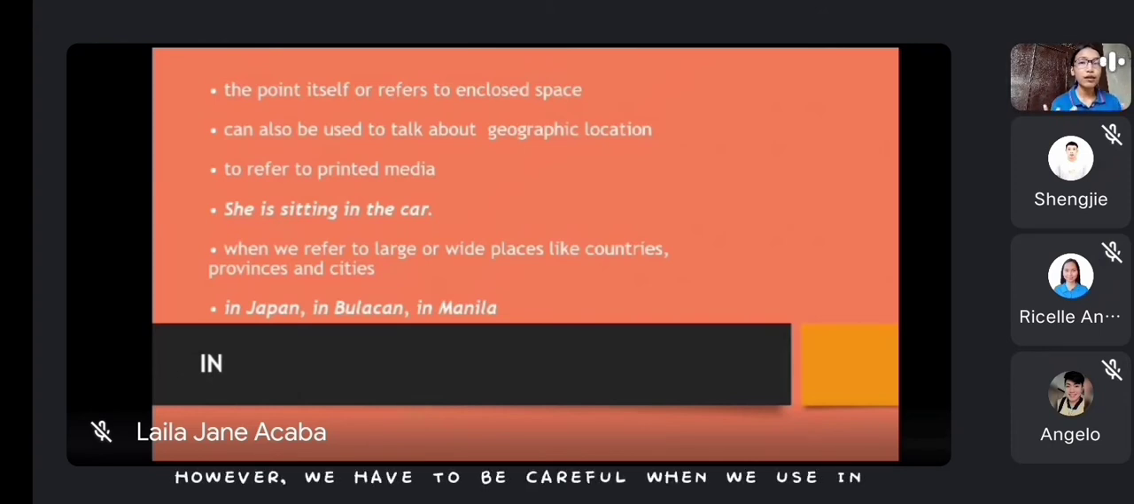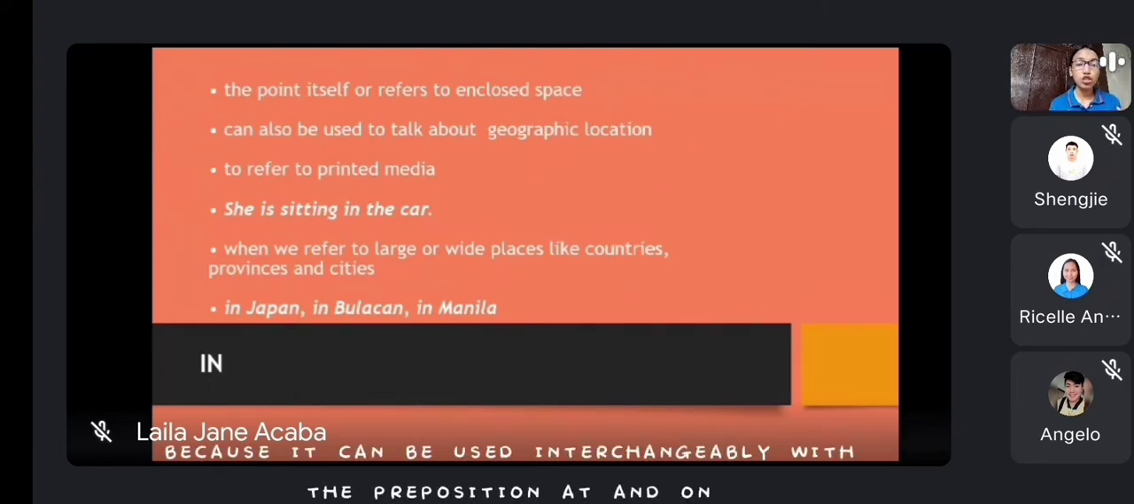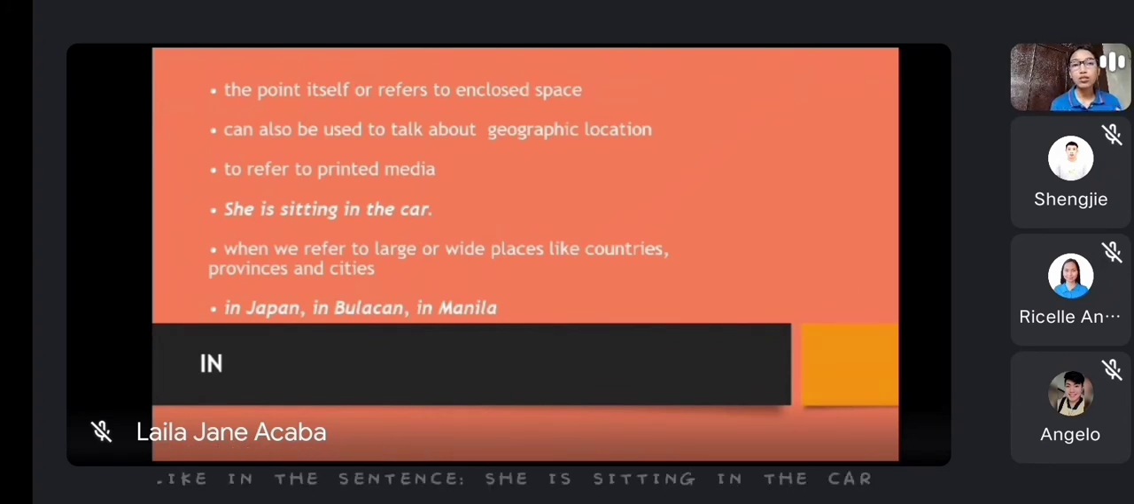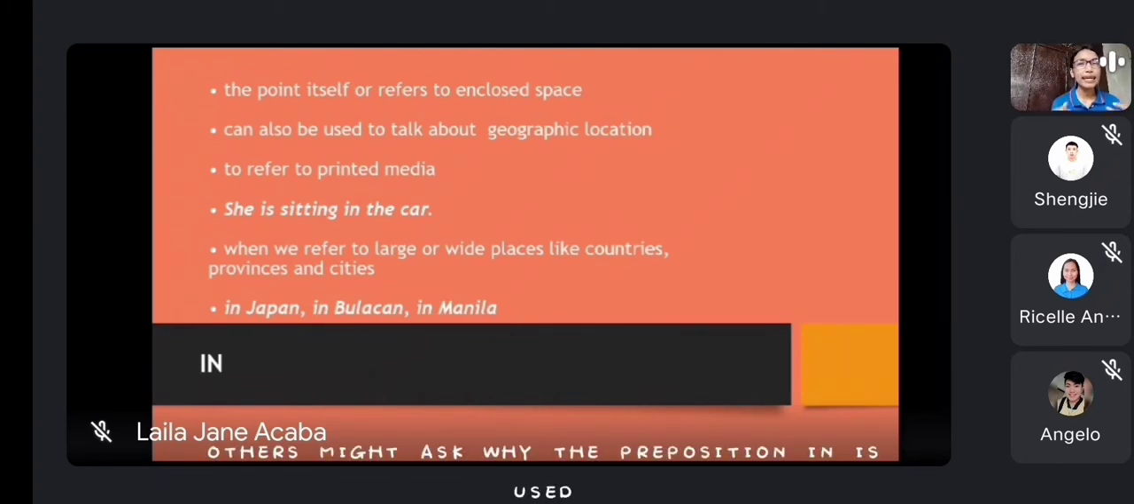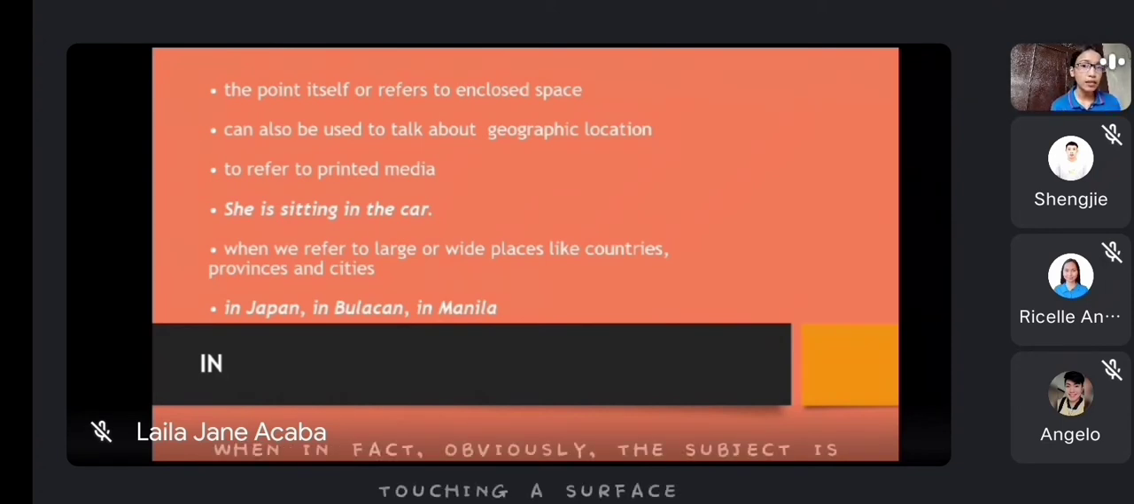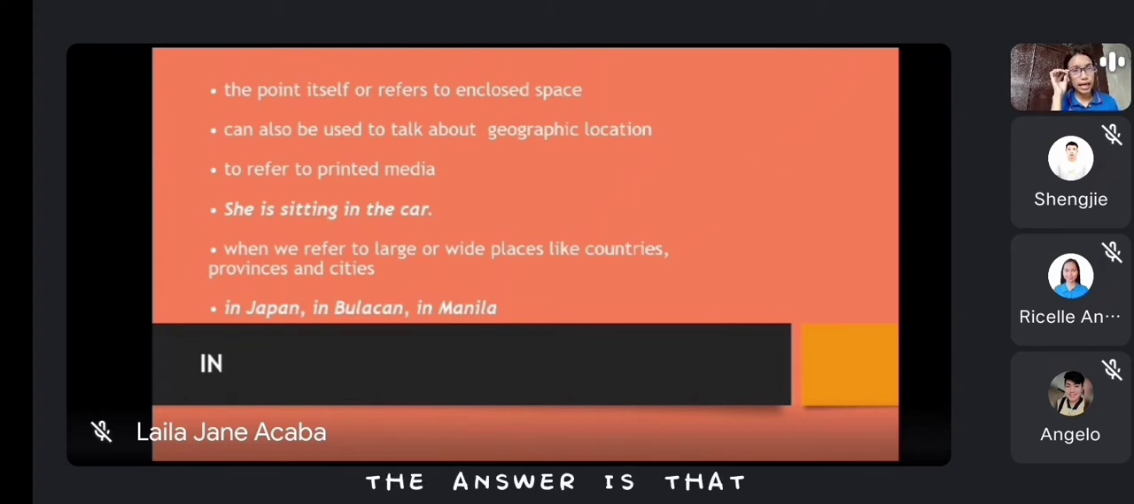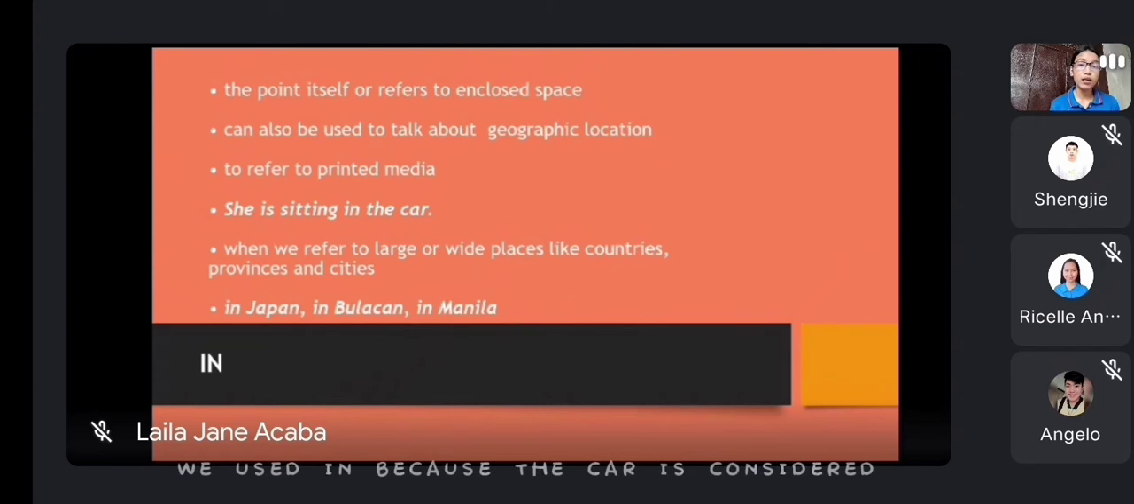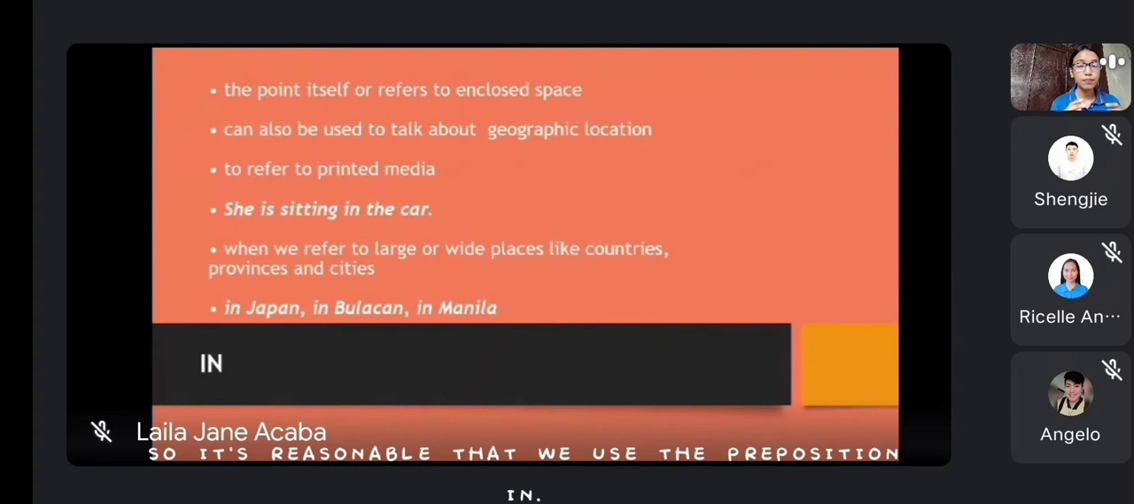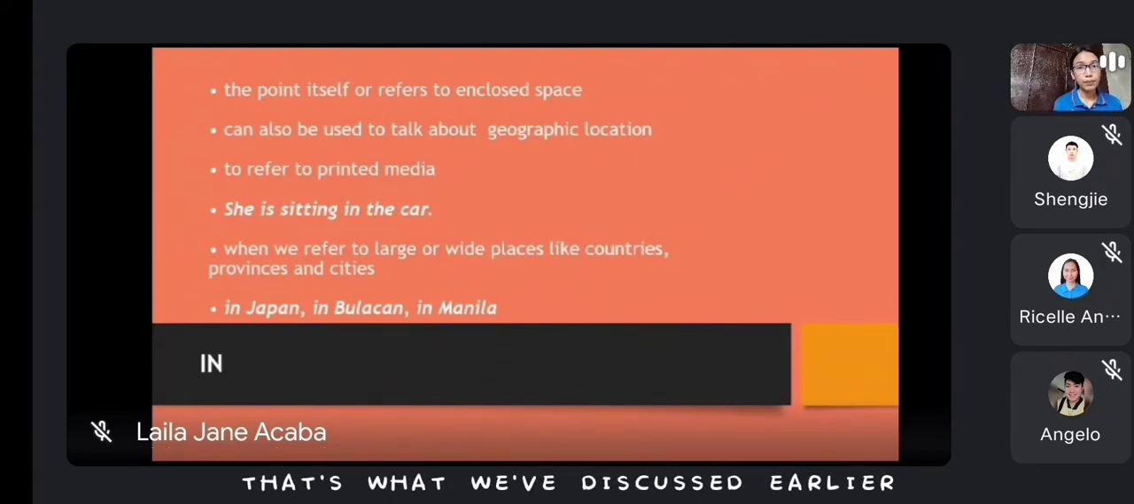However, we have to be careful in the use of in, because it can be used interchangeably with the prepositions at and on. Like in the sentence, she is sitting in the car. Others might ask why the preposition in is used, when in fact, obviously, the subject is touching a surface. The subject is sitting in the car. However, the answer is that we use in because the car is considered as an enclosed space. So it's reasonable that we use the preposition in, because that's what we've discussed earlier.